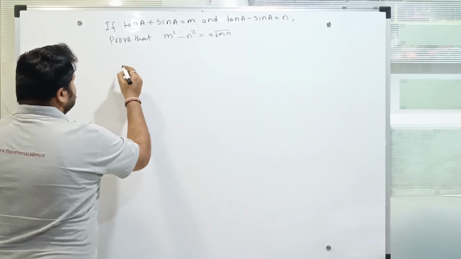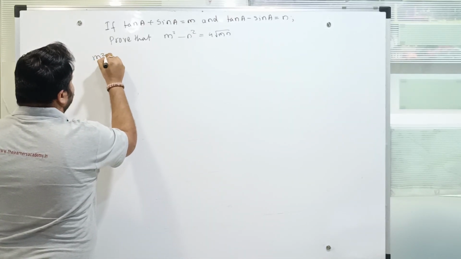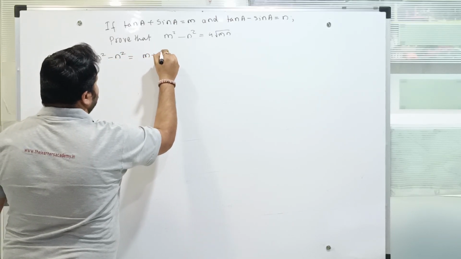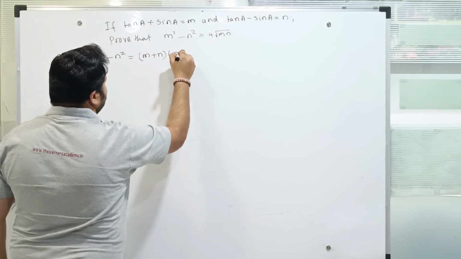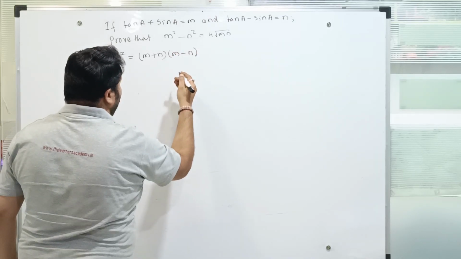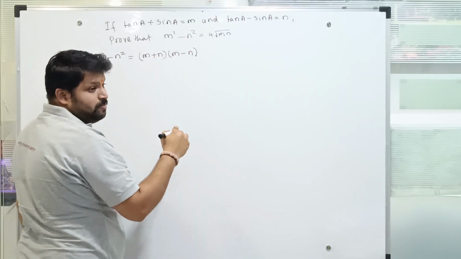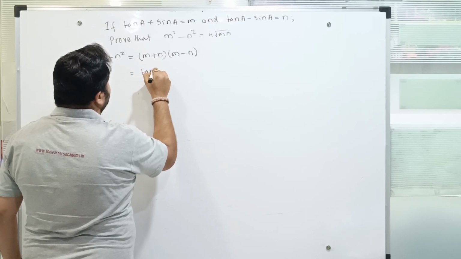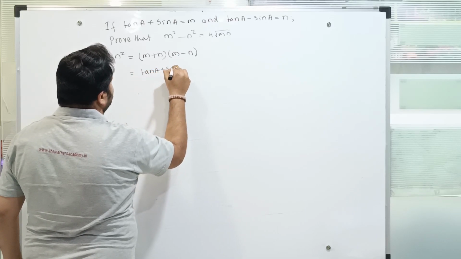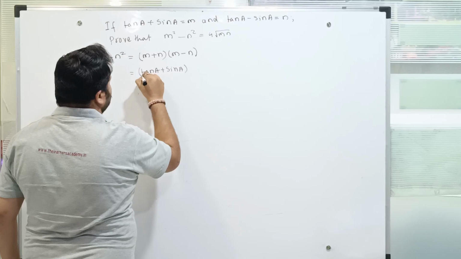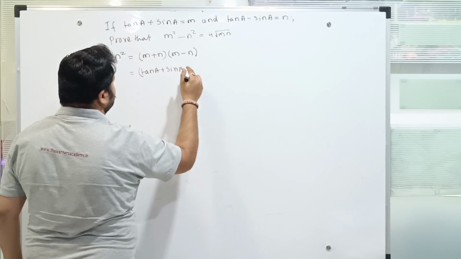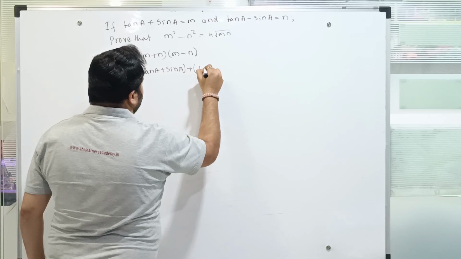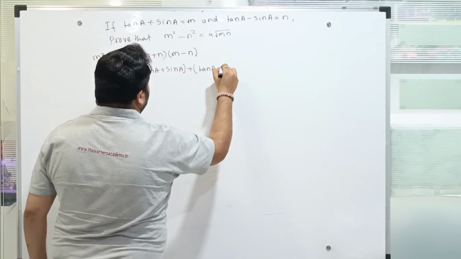So now, since I have m square minus n square, I can write it as m plus n multiplied by m minus n, and then I substitute the value of m and n. So I would get it as tan A plus sin A plus tan A minus sin A.